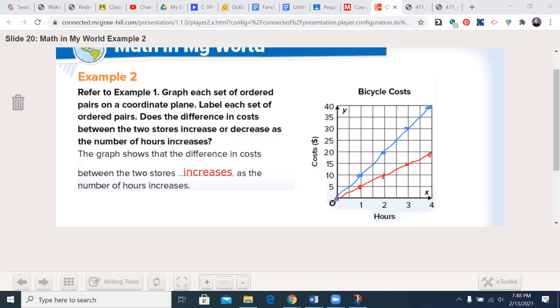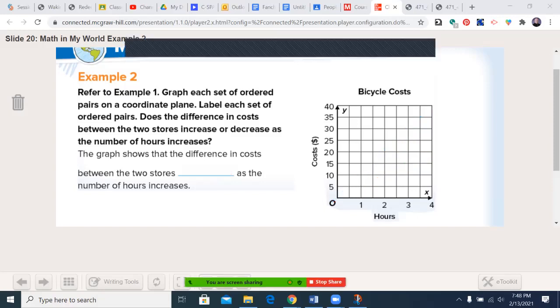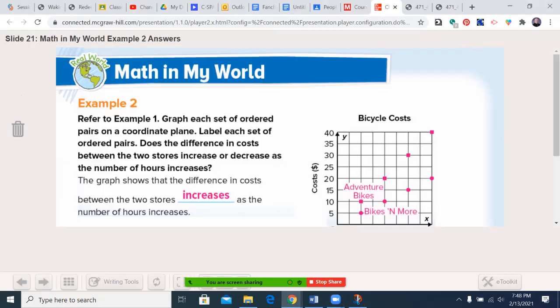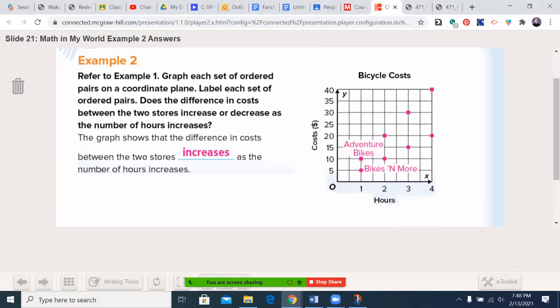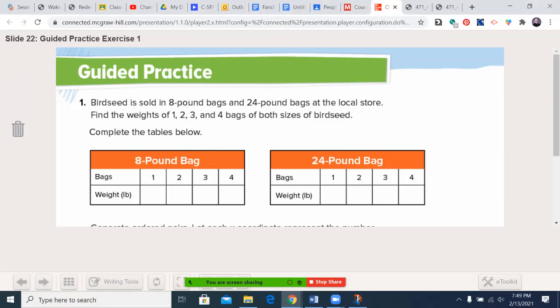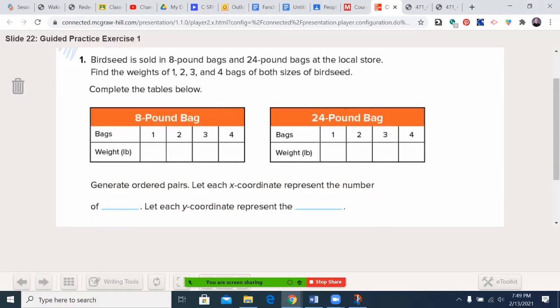All right, I'm going to go ahead and clear the drawings. Remember to pause the video if you need to. You see the answer there. And it's not bad to label it. On my previous example, it would have helped if I had put adventure bikes and a blue dash next to it and Bikes and More and a red dash. Some kind of color code would be great. All right, so let's practice.